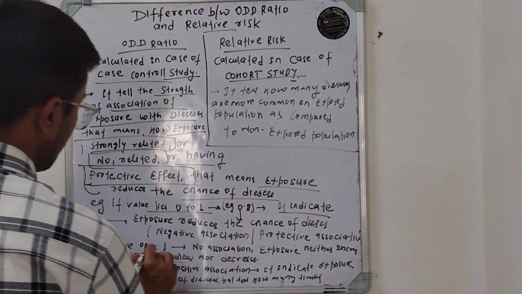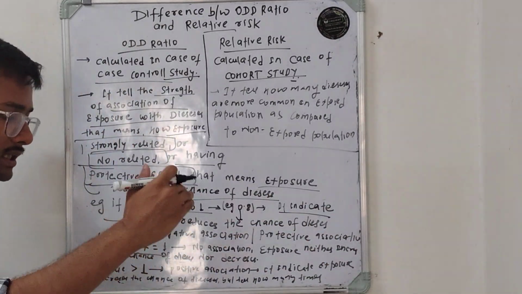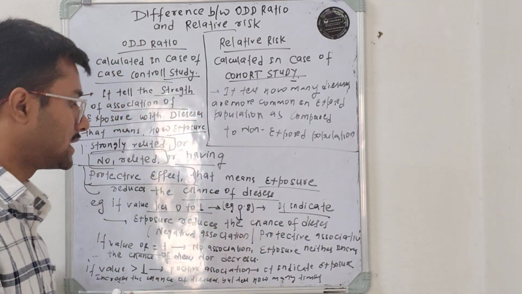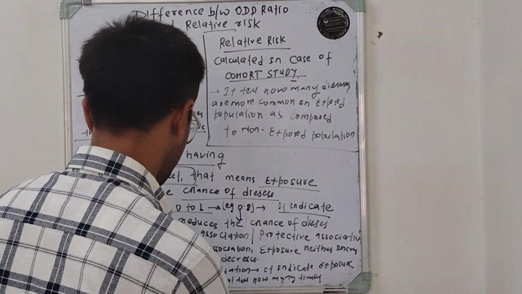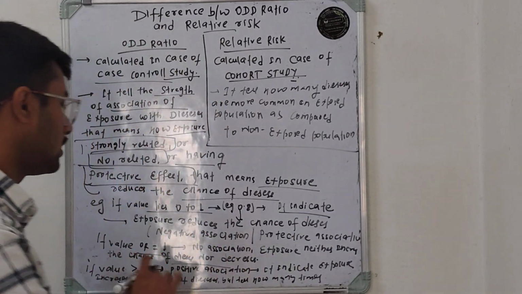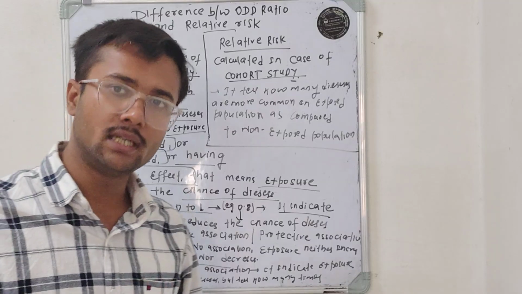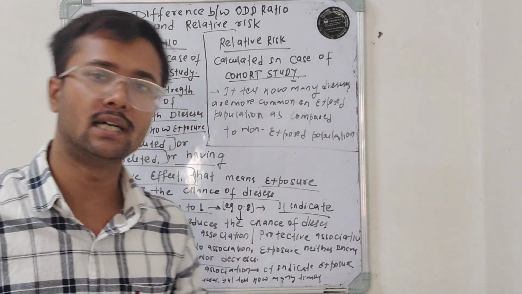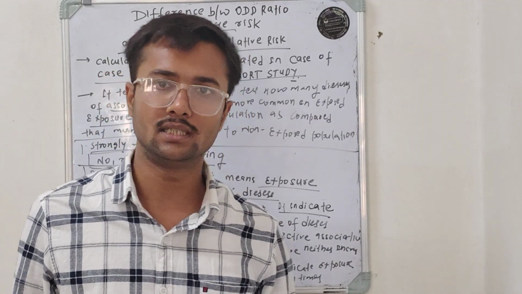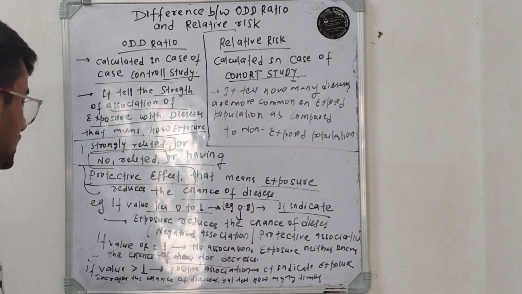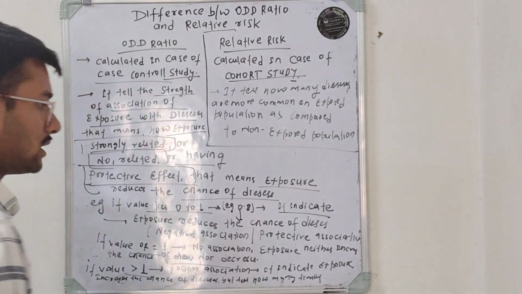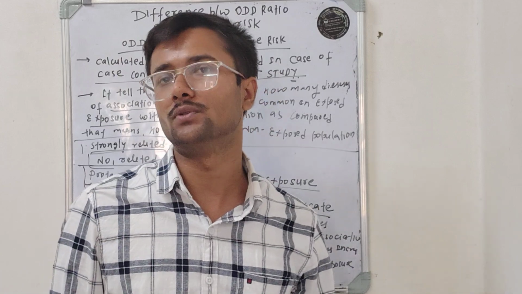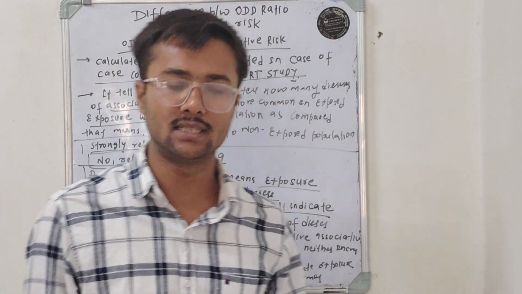Second thing, if the odds ratio value is equal to 1, it tells that the exposure neither increases nor decreases the disease. If the value comes to 1, it indicates that this exposure neither increases the chance of disease nor decreases the chance of disease. And the third thing is a value more than 1. It tells that this exposure increases the chance of disease.